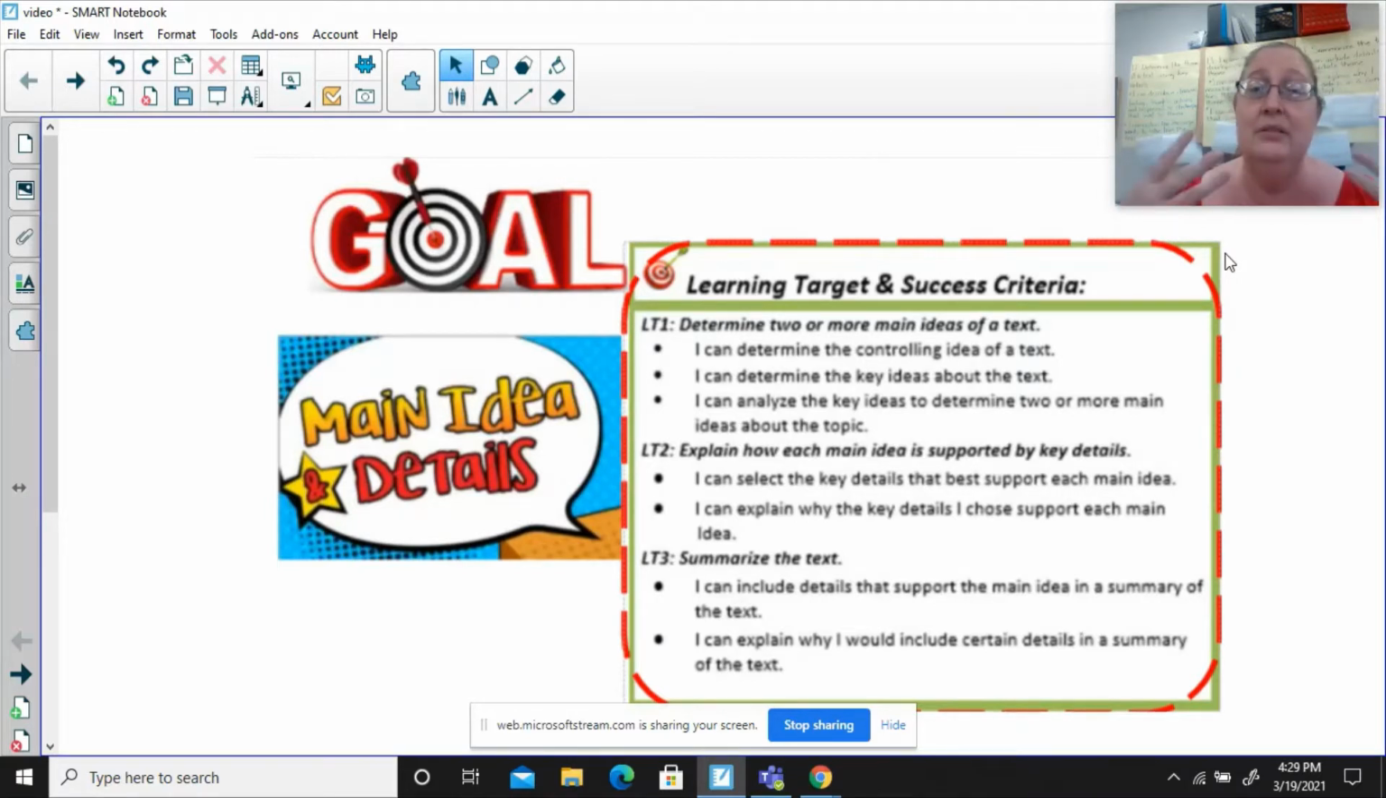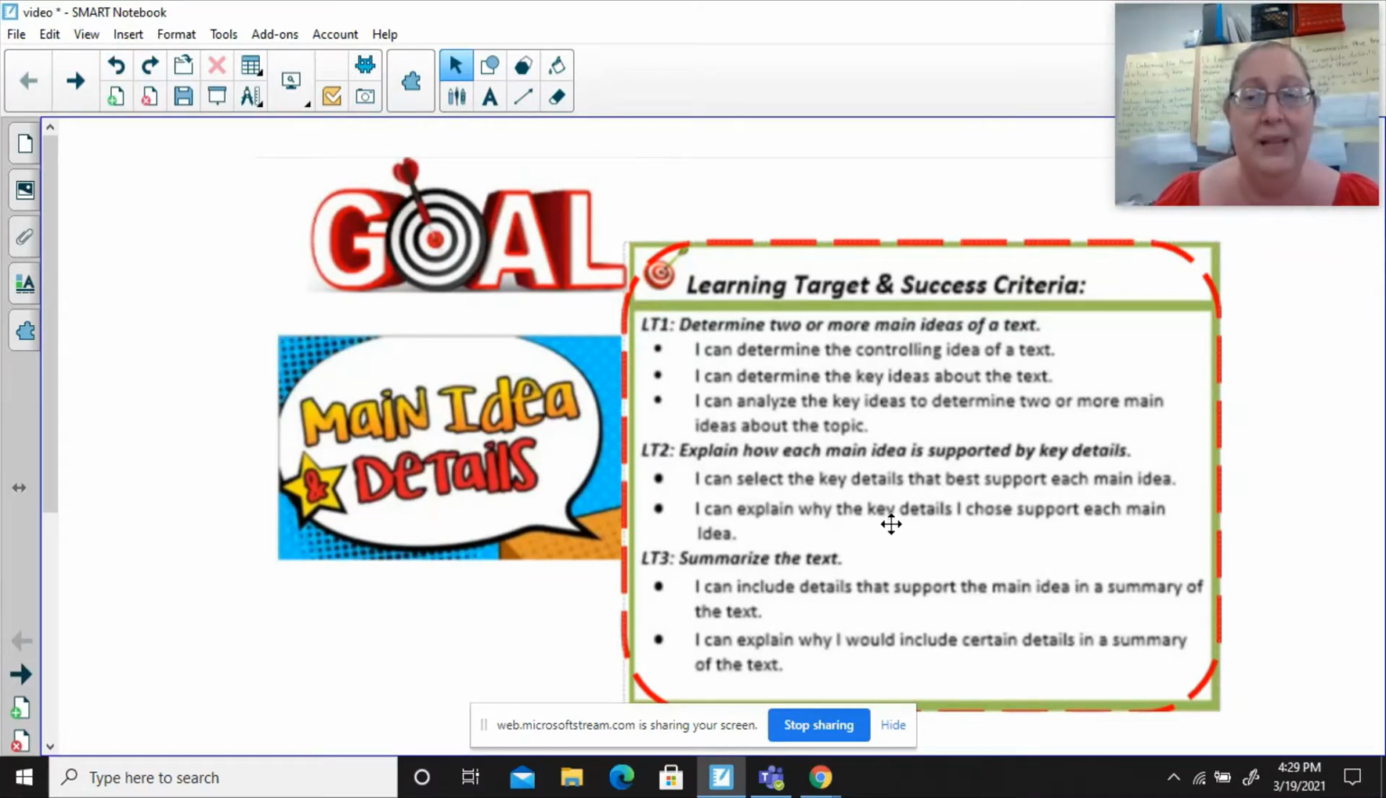What we learn in 5th grade is first that we can determine 2 or more main ideas of a text. So we learn both in writing and in reading that there is a controlling idea, which is basically the main idea of the entire passage, but then there are smaller main ideas throughout, and we'll get into that in just a moment.